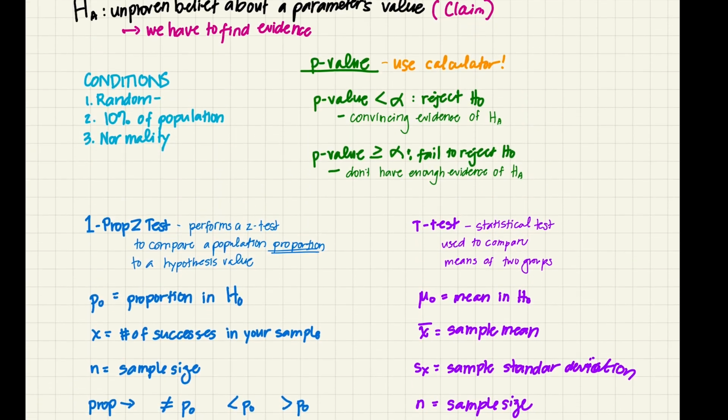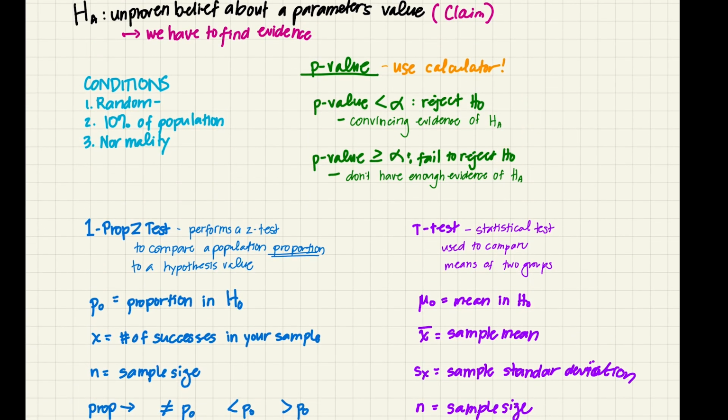Make sure to review these conditions. Okay, and so we've done work on this, how to calculate the 10%, how to do the normality levels, how to do it for large counts. So just make sure you review all that and you'll be fine.